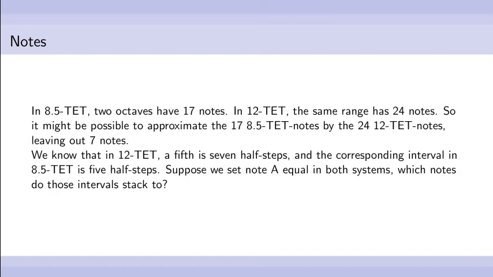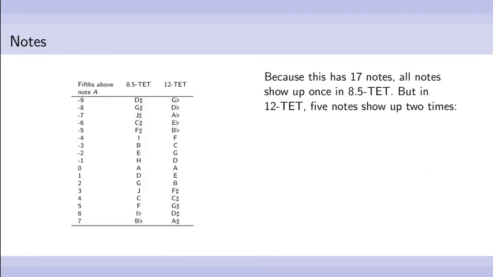Suppose we set note A equal in both systems. Which notes do those intervals stack to? Because this has 17 notes, all notes show up once in 8.5 TET. But in 12 TET, 5 notes show up 2 times.